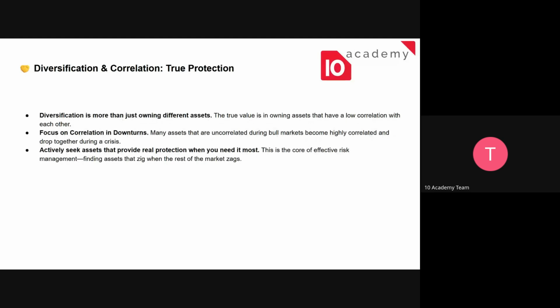So focus on correlation in downturns. Many assets that are uncorrelated during bear markets become highly correlated and drop together during a crisis. Right? So look for assets that provide real protection when you need it most. This is the core of effective risk management: finding the assets that rise when the rest of the market falls. When the rest of the market goes down, we need to find an asset whose value will increase or keep increasing while the other markets decrease.